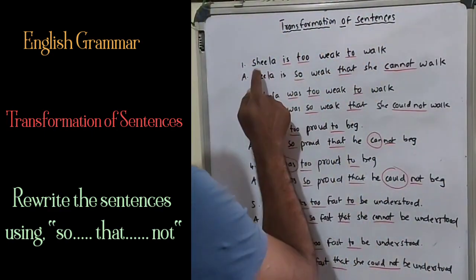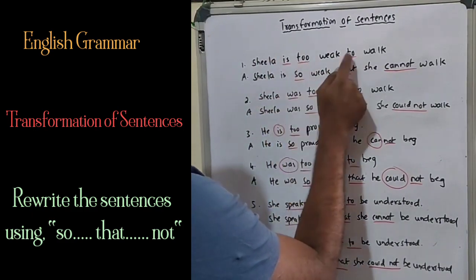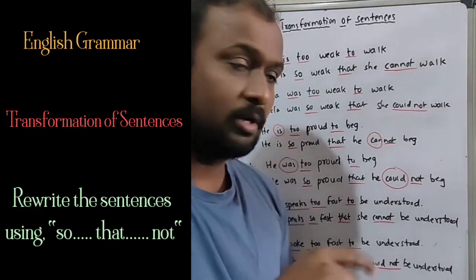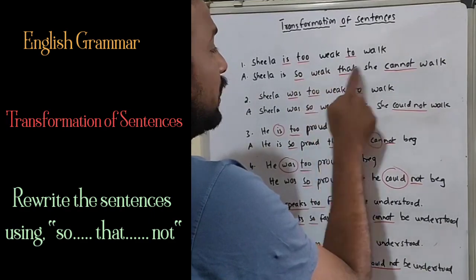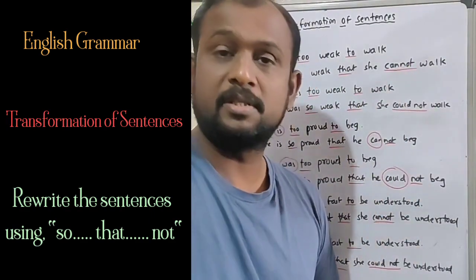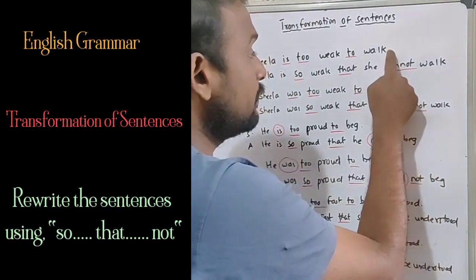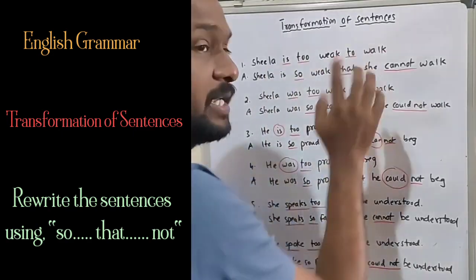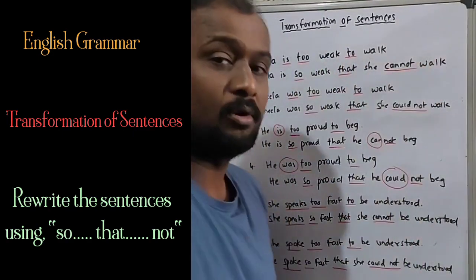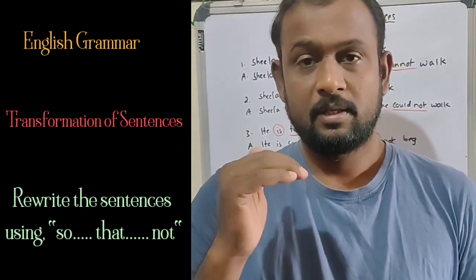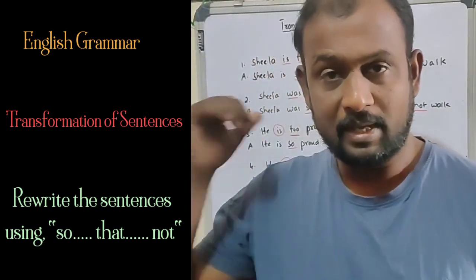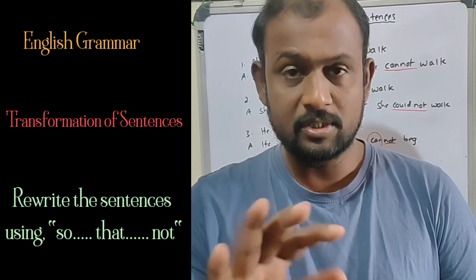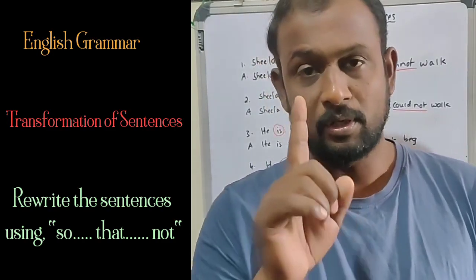Look here. The first sentence, "Sheila is too weak to walk." This "too ... to" is an adverb. So we are converting an adverb into sentences containing "so ... that ... not", which are actually conjunctions. This is a simple sentence, whereas this is a complex sentence. "She is too weak to walk" is a simple sentence. "She is so weak that she cannot walk" is a complex sentence. When a sentence contains an adverb, as in this case, it will be a simple sentence, and when the sentence contains conjunctions, it becomes a complex sentence. You need to understand this point first.